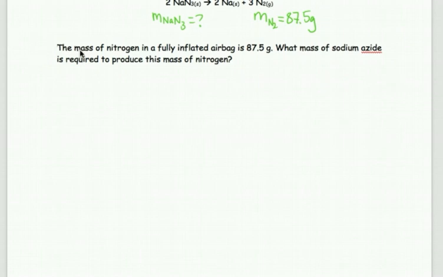So we know that a mass of 87.5 grams of nitrogen was formed. We need to figure out what mass of sodium azide was there initially in order for this to happen. Okay, and right away, every year I have a student say, NaN3, right? How is that possible? Sodium has a charge of 1 plus. How can it combine with nitrogen and make this compound and so forth?